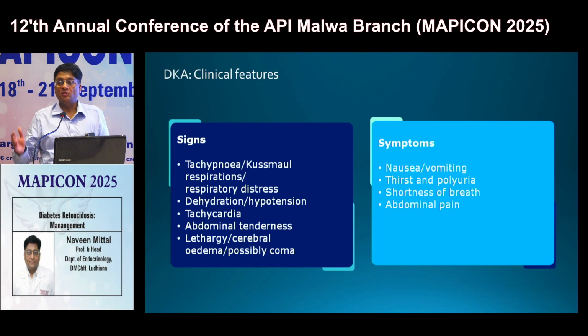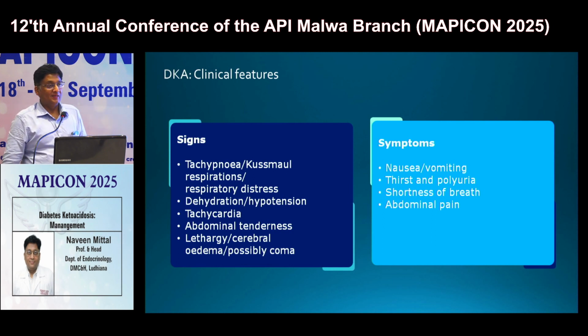How do you diagnose a patient to be suffering from diabetes ketoacidosis? Any diabetic patient who comes to you with nausea, vomiting, thirst, polyuria, shortness of breath or abdominal pain, suspect the patient to be suffering from diabetes ketoacidosis. What are the signs that you would look for? Tachypnea, Kussmaul respiration, respiratory distress, dehydration or hypotension, tachycardia, abdominal tenderness, lethargy, cerebral edema or possibly coma.